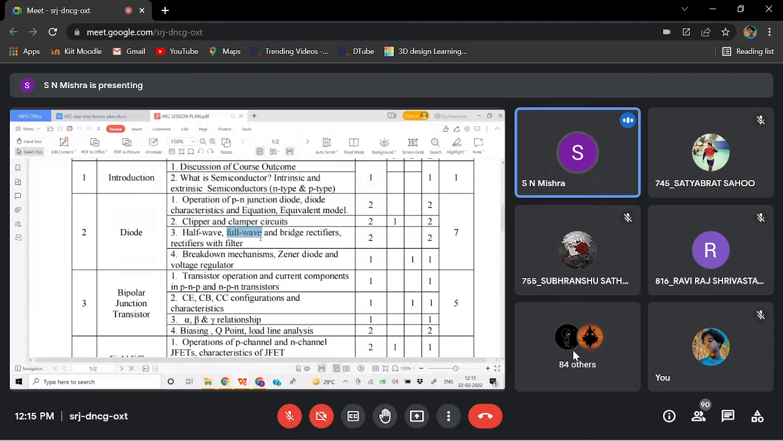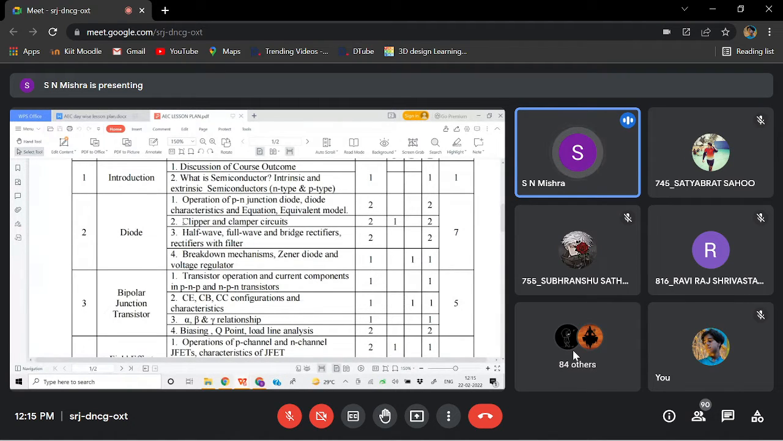So, the center tap full-wave rectifier and the bridge rectifier. Okay, we'll see that. And the rectifier output is not pure DC, so that's why some filtering action will take place. So filter circuits are included here, like capacitive filter, inductive filter, LC filter, and pi filter. We'll see them when we go through the rectifier circuits.